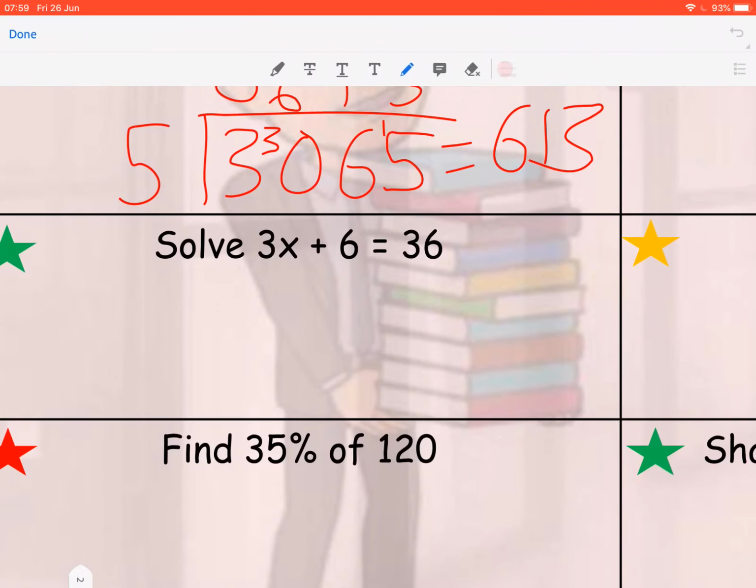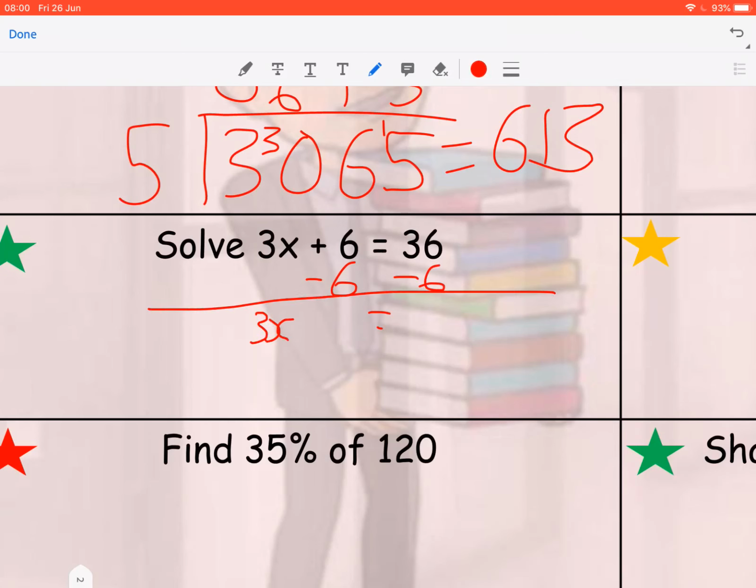Now, a bit of solving equations. 3x plus 6 equals 36. Take away 6 from both sides first. I end up with 3x plus 6 minus 6 is nothing, 36 take away 6 is 30. 3x equals 30. If I divide by 3 on both sides to get x on its own, I end up with x equals 10.